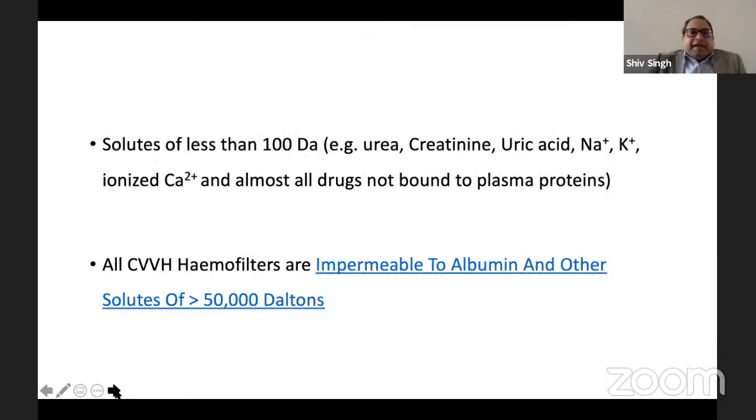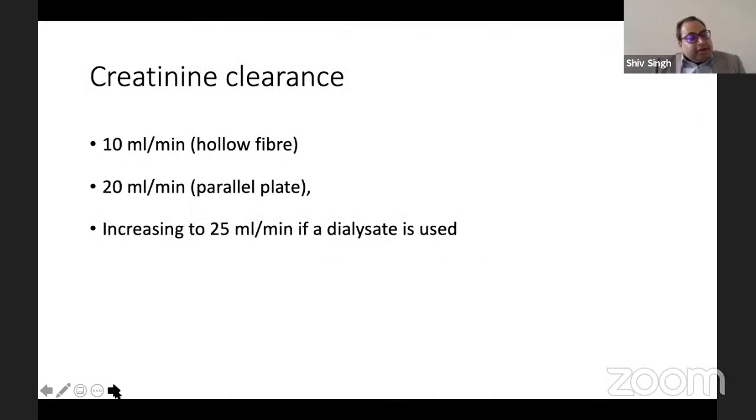Solids of less than 100 Daltons are urea, creatinine, uric acid, sodium, potassium, ionized calcium, and drugs that are not bound to plasma protein. These are easily filtered out. So all the continuous veno-venous hemofilters are impermeable to albumin and solids which are more than 50,000 Daltons. Okay. So it is only particles which are actually less than 20,000 Daltons which are seen.